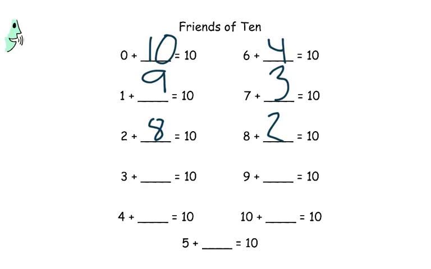2. 3 plus blank equals 10. 7. 9 plus blank equals 10. 1. 4 plus blank equals 10. 6. 10 plus blank equals 10. 0. 5 plus blank equals 10. 5.